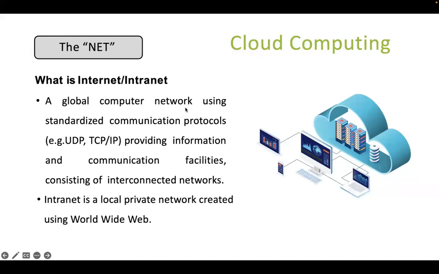What is it called? A global computer network using standardized communication protocols. Global, you can see all are connected across different areas. Some protocols we have are called TCP and UDP, and those depend on the internet. And what is intranet? It's a local private network inside your office. Just think about it, for example, your university or college computer lab, or an office, where some systems, printers, and scanners are connected with each other. That is nothing but intranet.